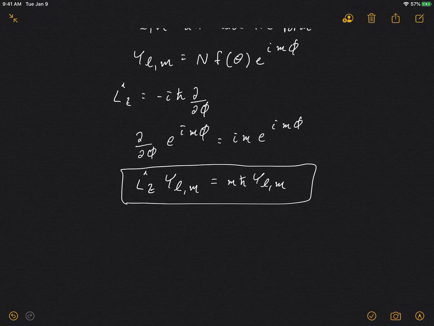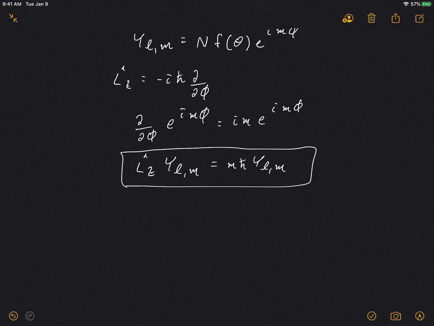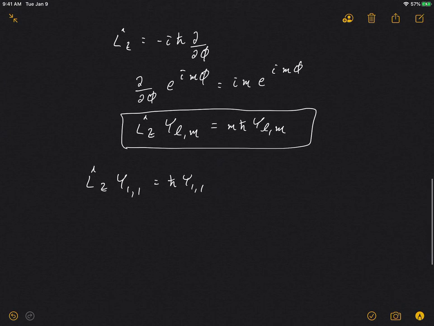Let's look at some specific examples, since this might seem a little abstract. What this implies is that if we have LZ acting on Y1,1, that's going to give us h bar Y1,1. If we act the LZ operator on Y1,minus 1, then that's going to give us minus h bar Y1,minus 1.